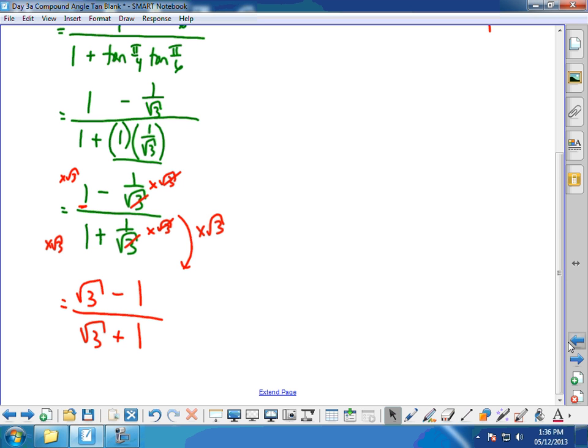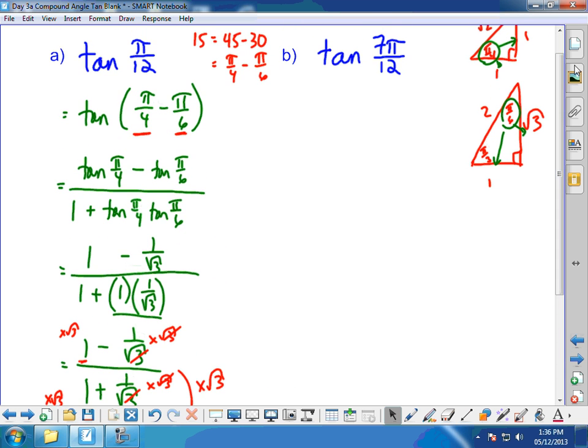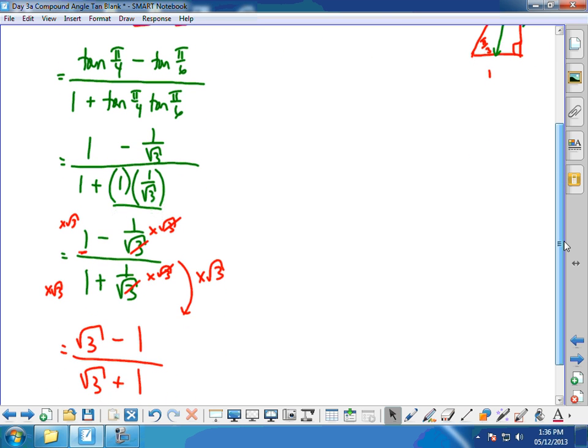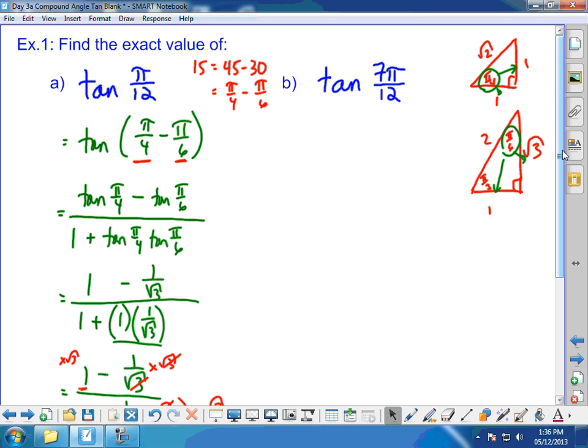So same strategy as last day. We don't have a pi over 12. We don't have a special triangle, so instead we convert it into the compound angle of two other angles, ones that we know. So pi over 12 is 15, so it's 45 minus 30, or pi over 4 minus pi over 6. Since we're asked to find the tan, we're going to use the tan version of it. Okay. So let's try it for 7 pi over 12.